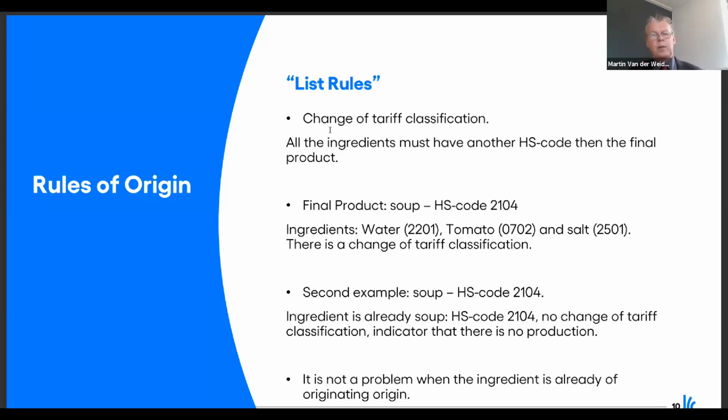It has not to be a problem when he's buying that soup in Mexico, but when he was buying that soup in Costa Rica, it's not qualifying for origin because there is no change of tariff classification. The soup was bought in Costa Rica, and Costa Rica is not a part of that free trade agreement, so it's not qualifying for preferential origin, and a preferential certificate of origin is not possible.